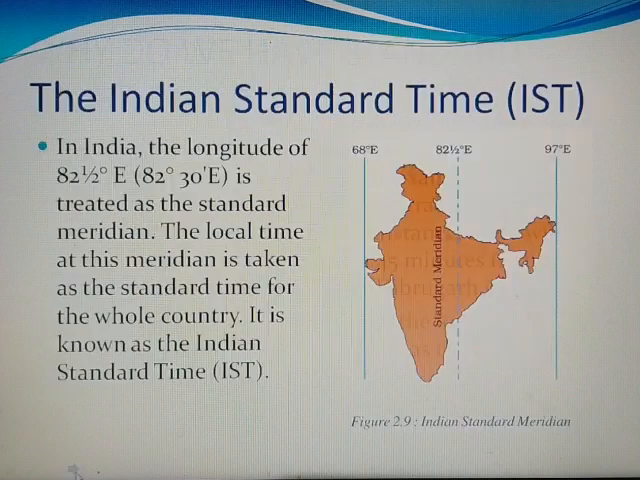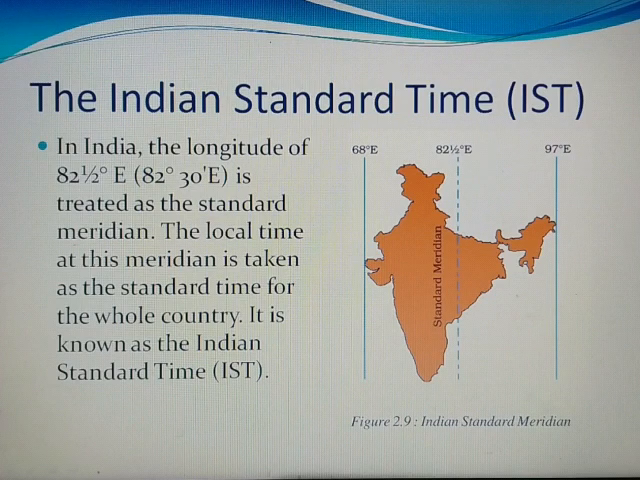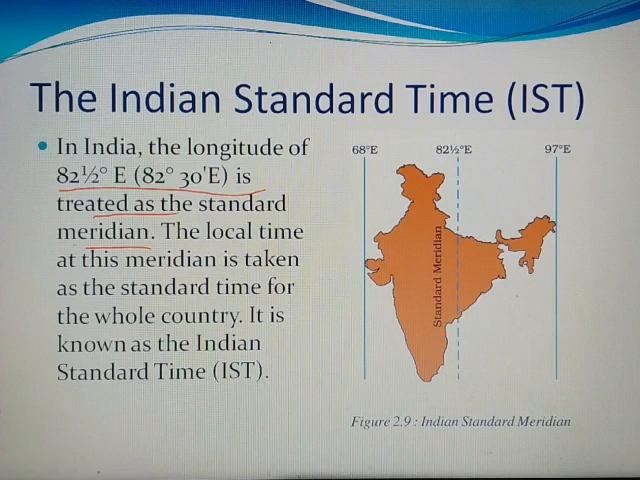So let's see what the standard meridian is, and from where we take our Indian Standard Time. In India, the longitude of 82 and a half, that is 82 degrees 30 minutes east, is treated as the standard meridian. The local time at this meridian is taken as the standard time for the whole country. It is known as the Indian Standard Time.